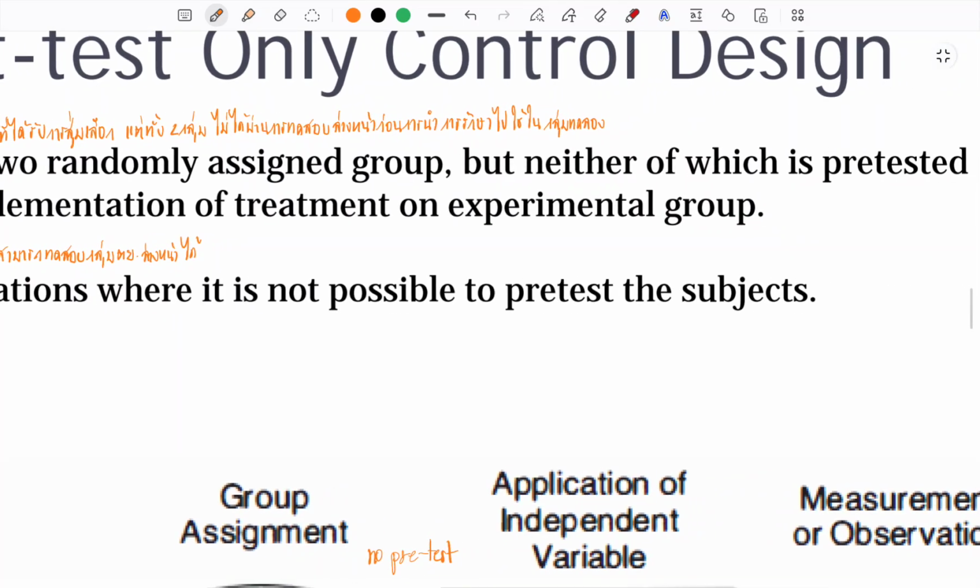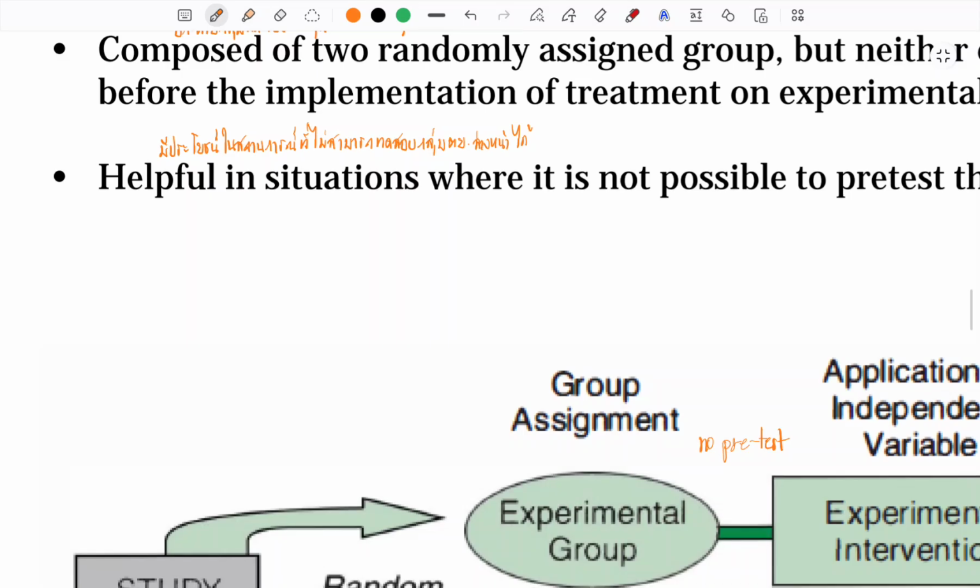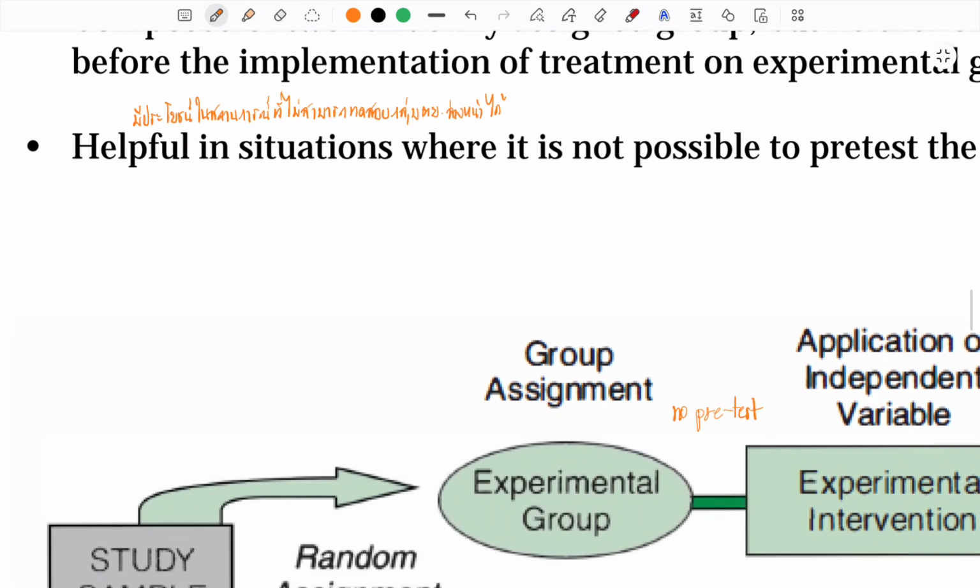When is it not possible? ICU patient. ICU patient, yeah. What? How? For example, can you elaborate a little bit more?